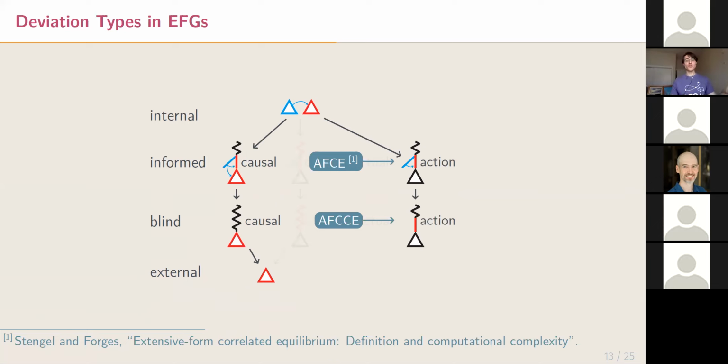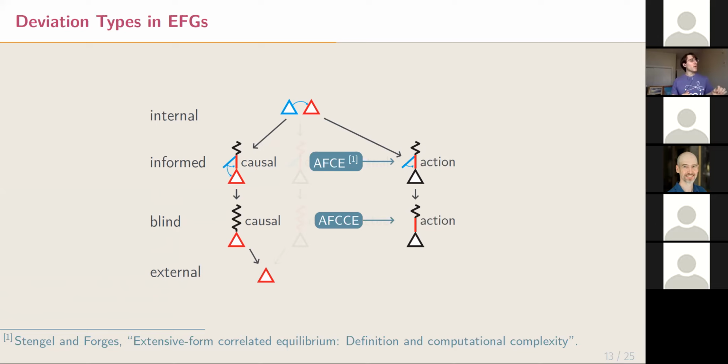Since the learner's strategy can be correlated with the strategies of the other players, we say that this deviate-and-then-follow kind of action is recorrelation. The action deviations are allowed to recorrelate, whereas the causal deviations, for example, have to deviate all the way to the end of the game. And these deviations are associated with agent form equilibrium, either correlated or coarse correlated.